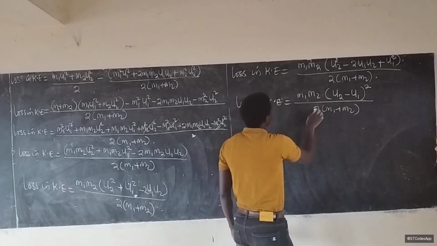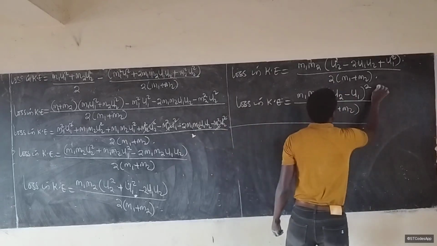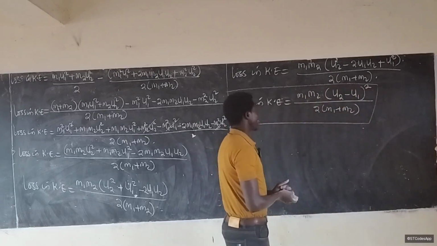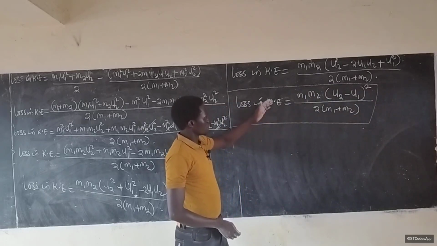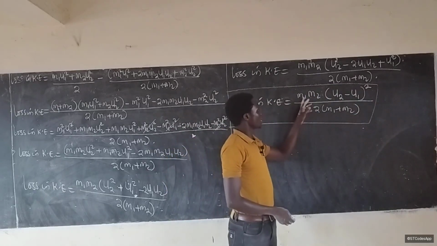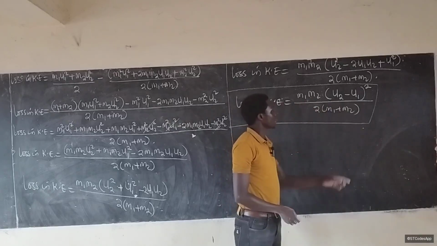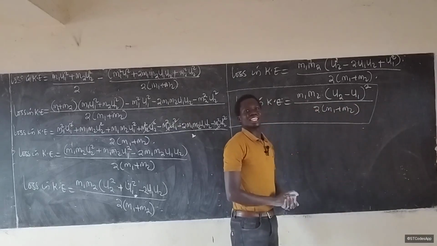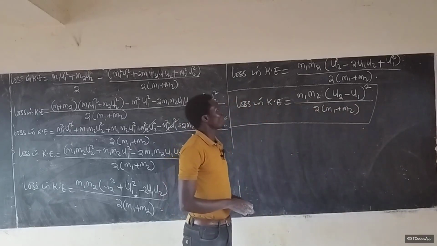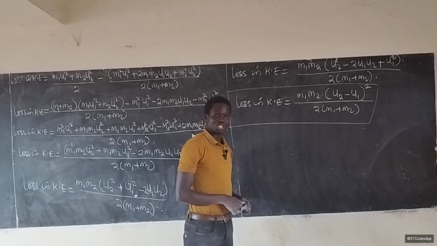So ideally, this is the expression for the kinetic energy that is being lost during an inelastic collision. If you have the mass of body 1, mass of body 2, and their initial velocities, without even finding the final velocity, you can get the kinetic energy that is being lost in the process.